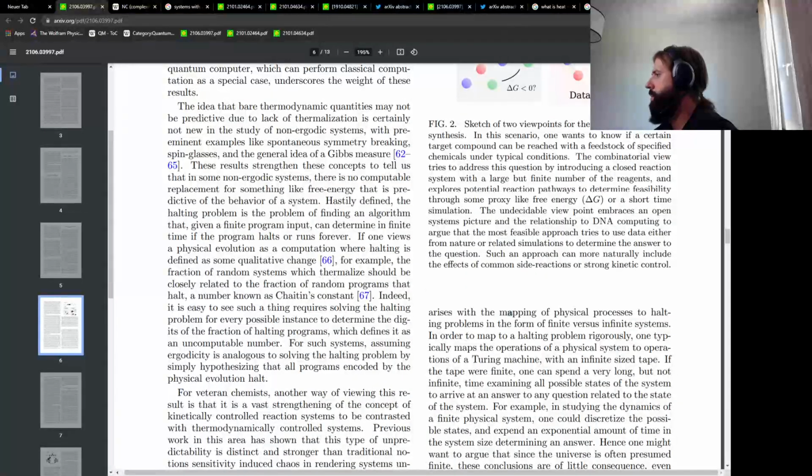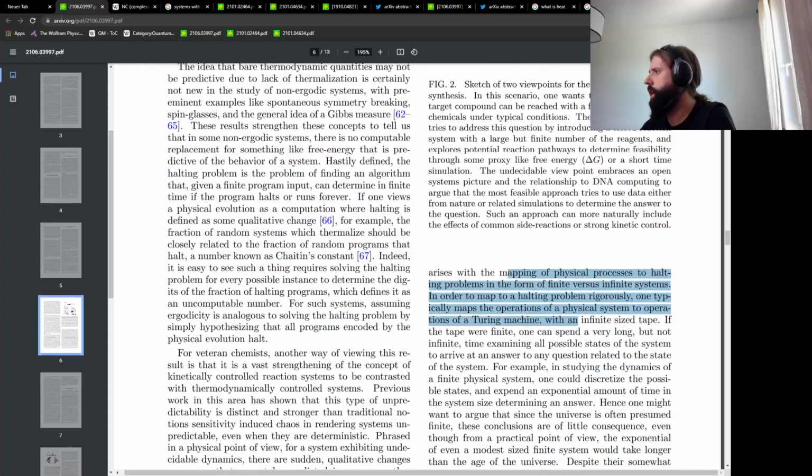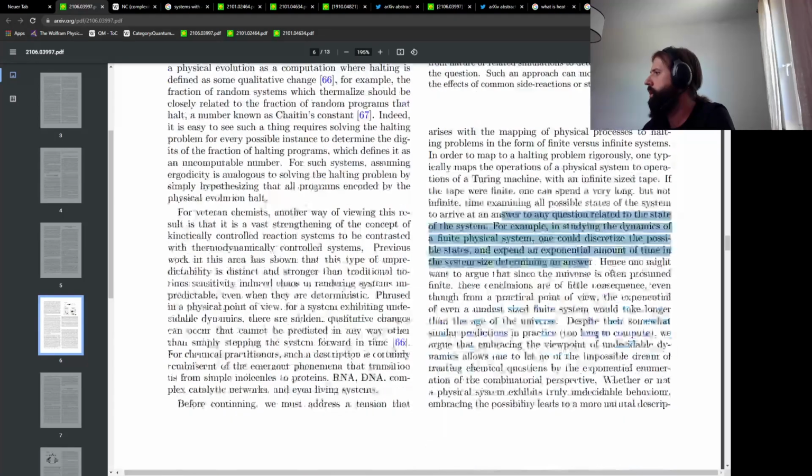Tension that arises with the mapping of physical processes to halting problems. One typically maps the operations of the physical system to operations of a Turing machine with an infinite sized tape. If that tape were finite, one can spend very long but not infinite time examining all possible states of the system to arrive at the answer to any questions related to the state of the system. For example, in studying the dynamics of a finite physical system, one could discretize the possible states and expend an exponential amount of time in the system size determining an answer.